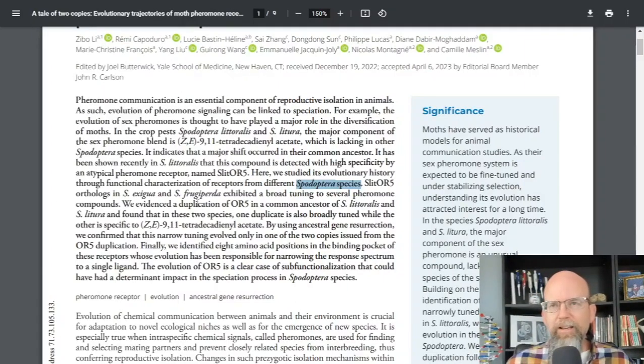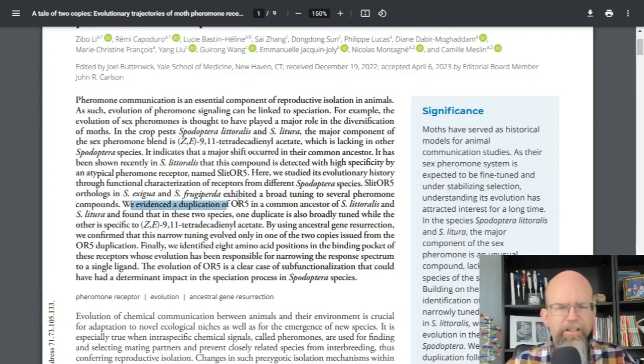Now, while they were looking at this particular gene, olfactory receptor number 5, out of, I think it's like 72 different receptor proteins that moths make, and you and I have hundreds and hundreds of olfactory receptors in our noses, when they were investigating olfactory receptor number 5 in these four different species, they found there was another olfactory receptor that was very similar to those two. So we evidenced what we think, and claim, is a duplication of this receptor in the common ancestor of these other two species, right?